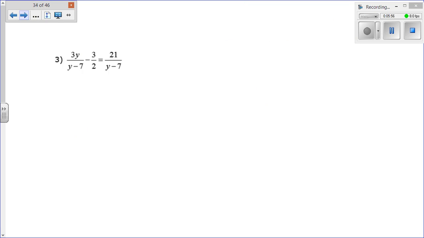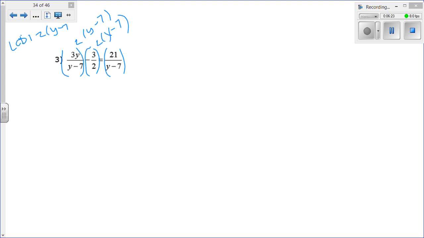All right, in this next fraction, my denominators are y minus 7, 2, and then a y minus 7. So my LCD is going to be a 2, and then parentheses y minus 7. Okay? So multiply everything by 2 and then y minus 7. 2 and y minus 7, and a 2 and a y minus 7.